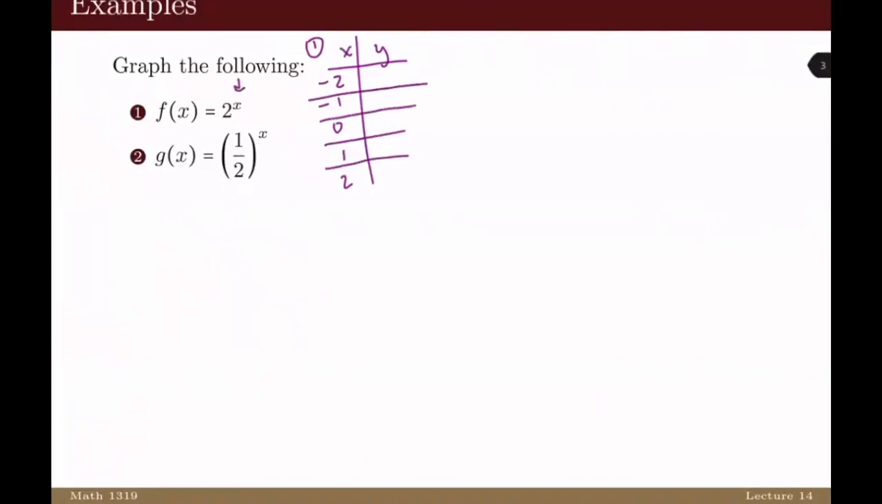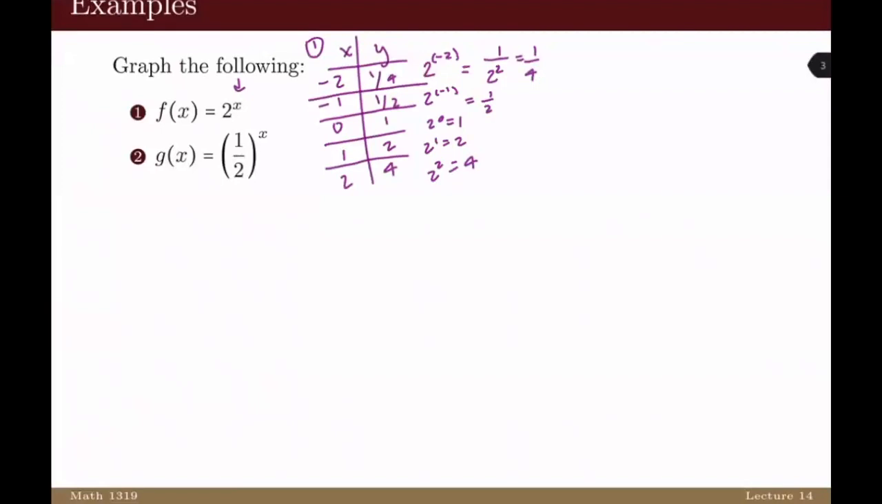When x is -2, that means we're going to have 2 to the -2, which is the same thing as 1 over 2 to the 2, which is 1/4. So -2, 1/4. Then 2 to the -1 is just going to be 1 over 2, so this is 1/2. 2 to the 0 is 1. 2 to the 1 is 2. And 2 to the 2 is 4.